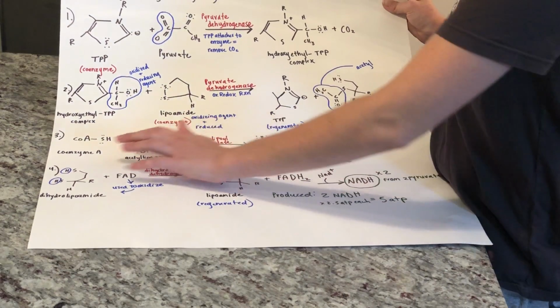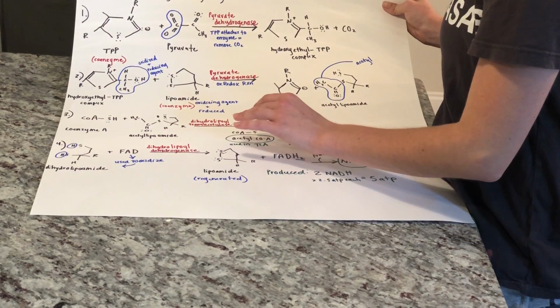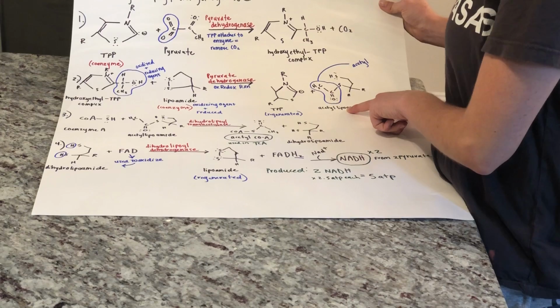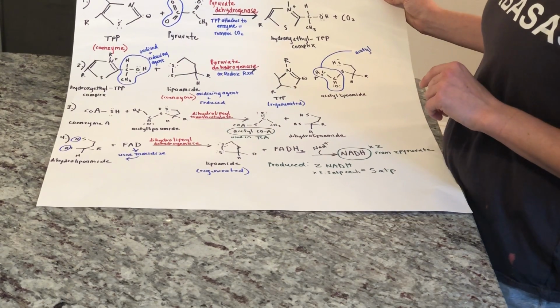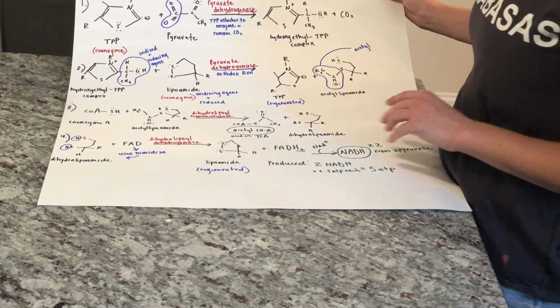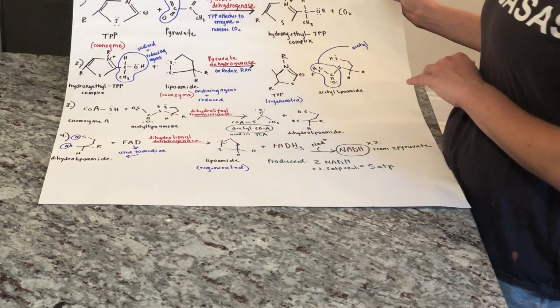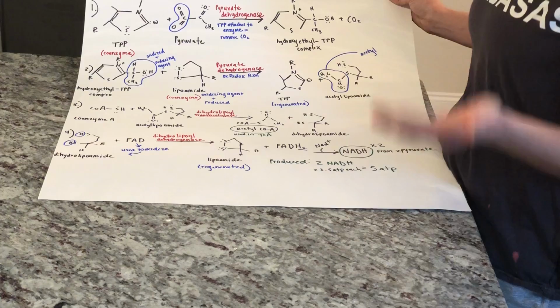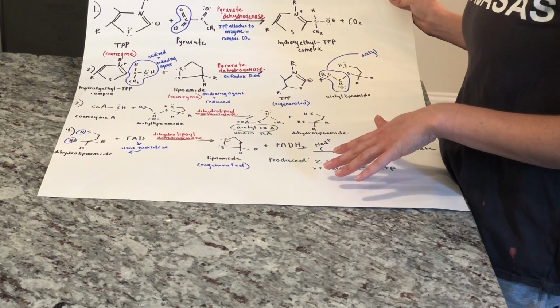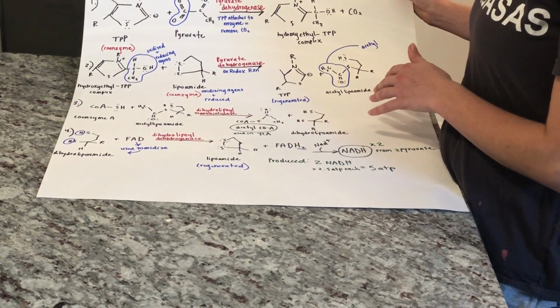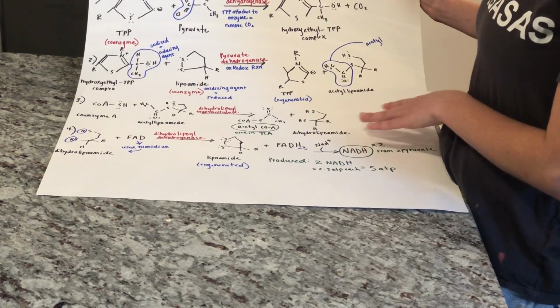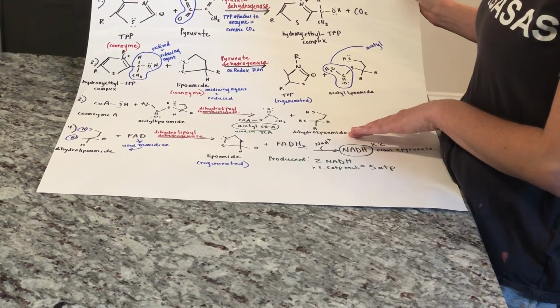Step 3, we have coenzyme A and the acetyl lipoamide that we just produced. It's a reaction catalyzed by dihydrolipoyl transacetylase, and what we're going to create is acetyl-CoA, and acetyl-CoA is what in the next TCA mechanism is going to be used primarily by TCA. And then we're also going to produce dihydrolipoamide.